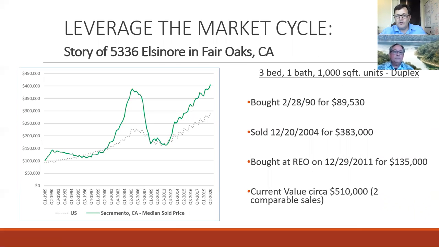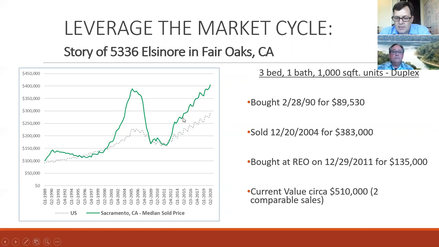The next is leveraging the market cycle. As we showed you previously, there are 4 different market cycles, and some of them fluctuate and go up and down. This is a graph of the Sacramento market. You can see there in green, the Sacramento market, how it's fluctuated. You can see this dotted line is the US market over the same period of time. So the Sacramento market has been much more volatile than the US market over the same time frame.